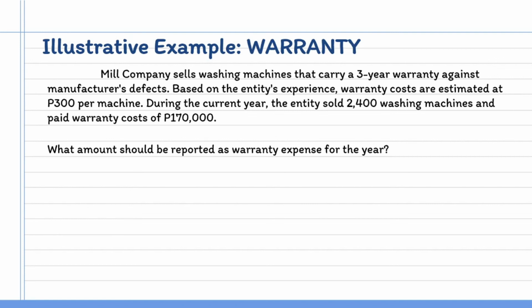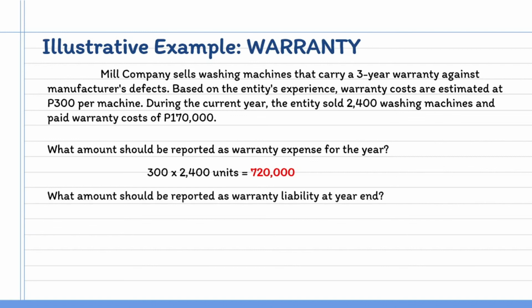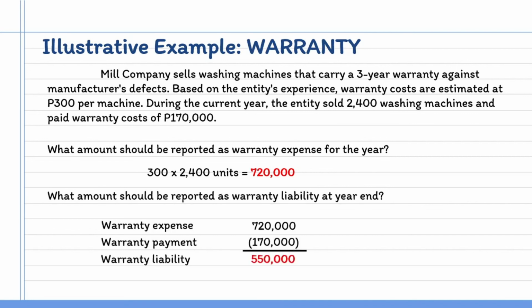Para makompute natin to, i-multiply natin yung estimated warranty cost per machine, which is 300 pesos, sa total units sold, which is 2,400. So, ang total warranty expense for the year is 720,000. Next, what amount should be reported as warranty liability at year-end? So, i-deduct lang natin yung warranty payment sa warranty expense para makuha natin yung warranty liability na 550,000.